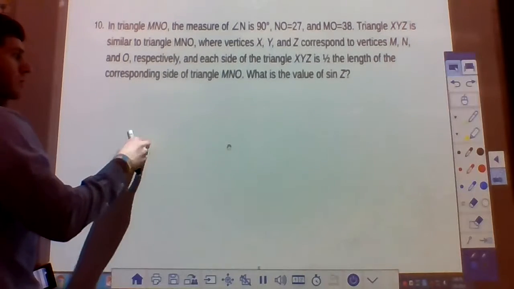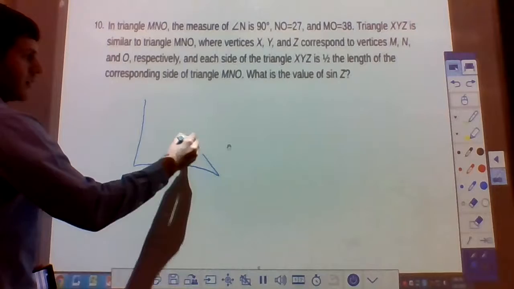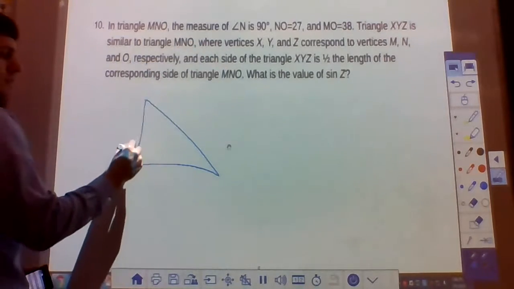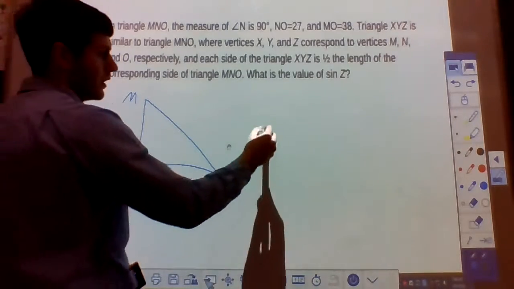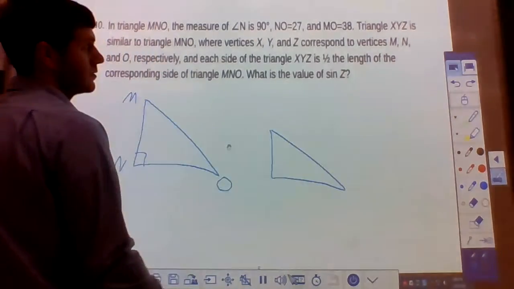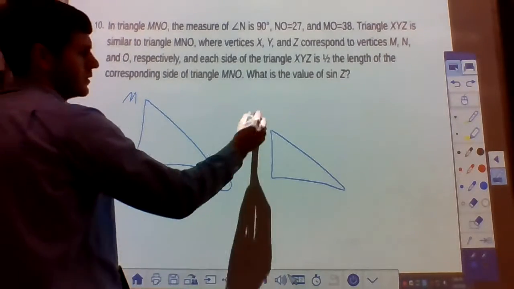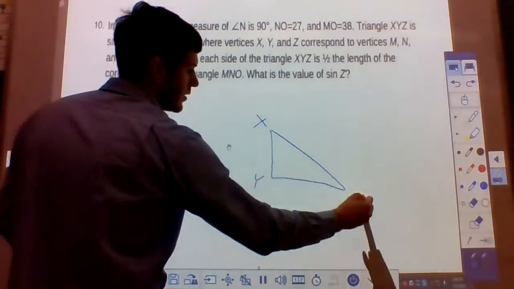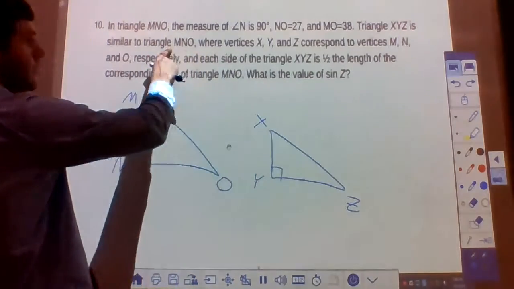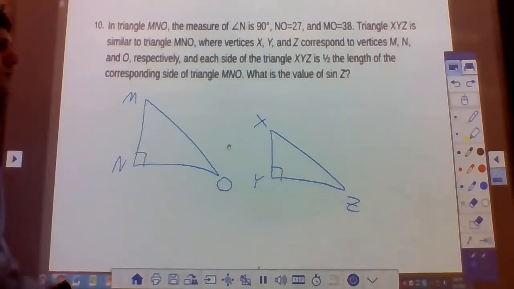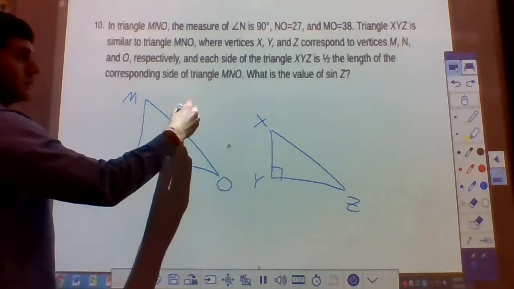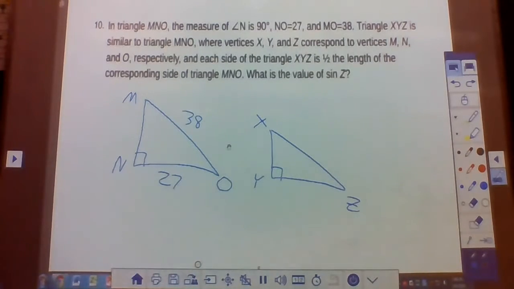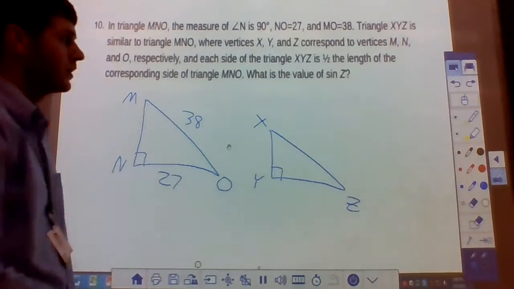So first thing we should do is draw them out. Right triangle, because N is 90 degrees, so MNO. Our other triangle is going to be half the size. It's going to be XYZ. And it tells us what corresponds, right? MNO, so X, Y, and Z correspond with M, N, and O. Okay, N is 90 degrees, NO is 27, MO is 38. Okay, we want to find the sine of Z.